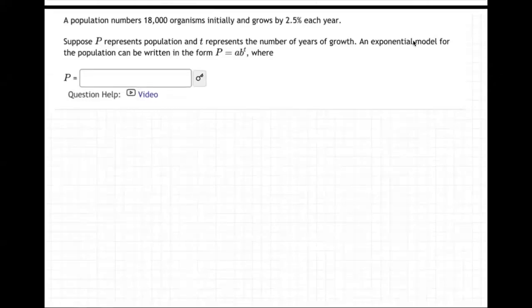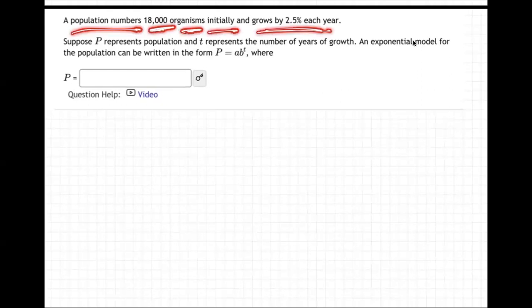Welcome to an example in which we've got a population numbering 18,000 organisms initially and grows by 2.5% each year. This is called exponential growth. So you can see the word exponential right there.